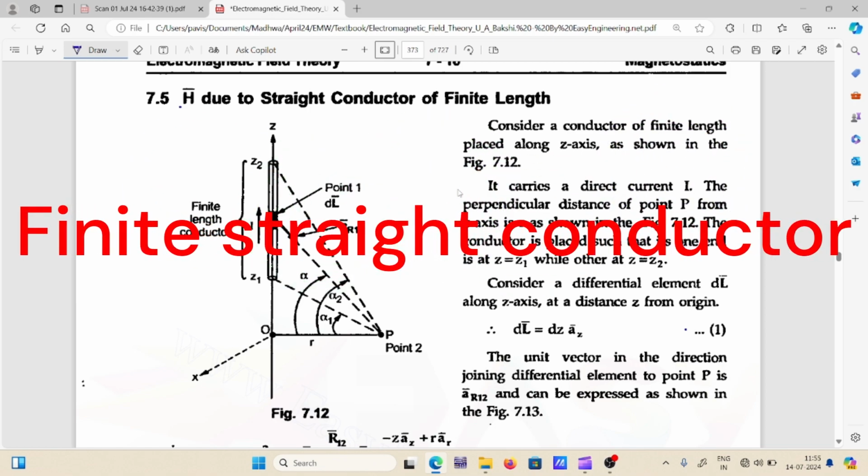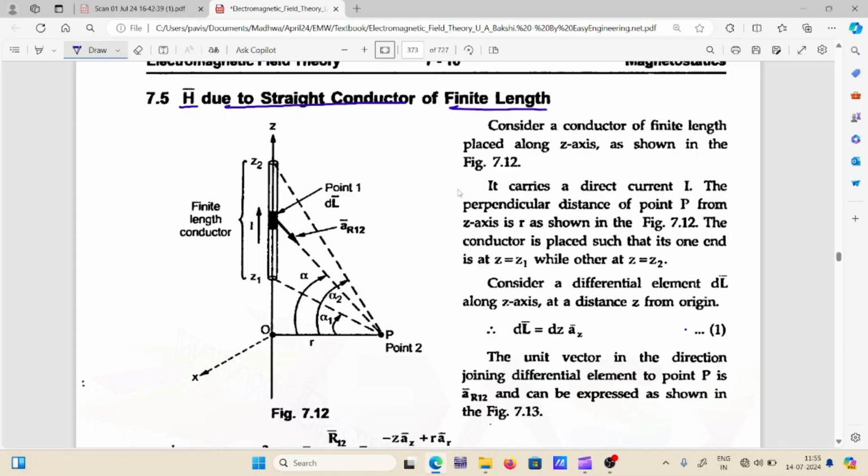This is about magnetic field intensity due to a straight conductor of finite length. For infinite and finite length, we are deriving the magnetic field intensity with the help of the Biot-Savart law. Here we are going to discuss the finite length.